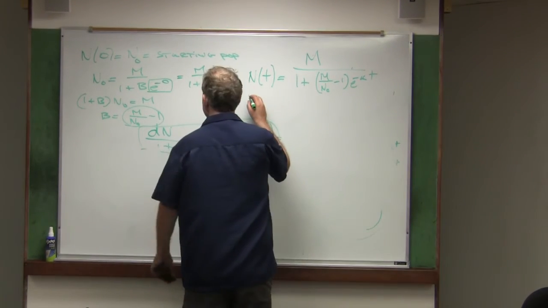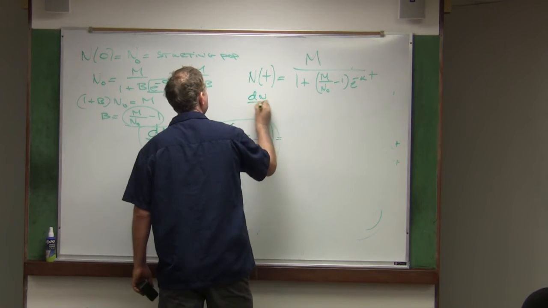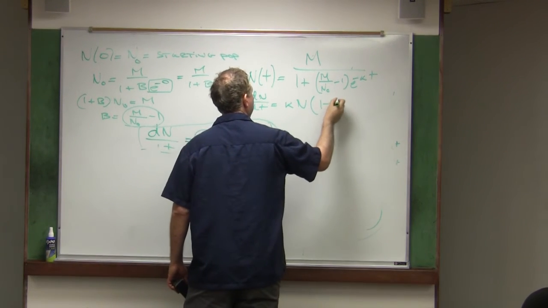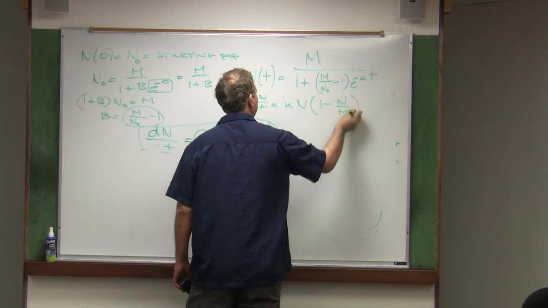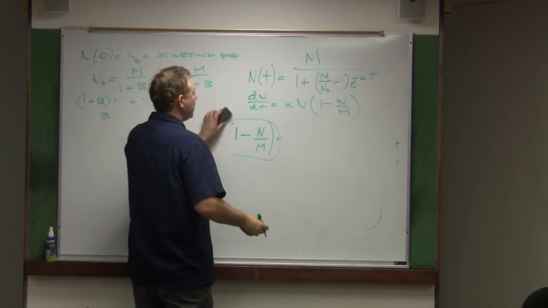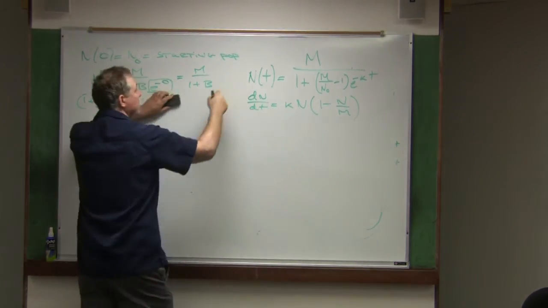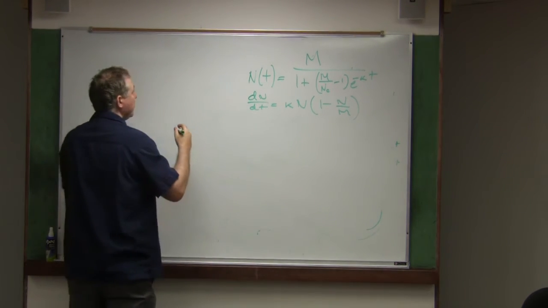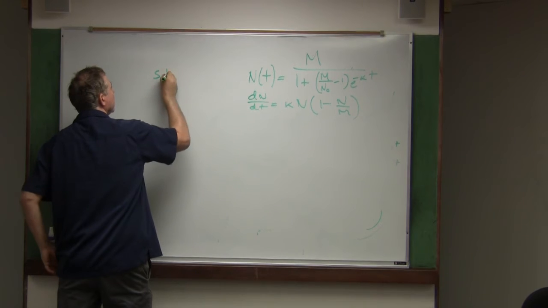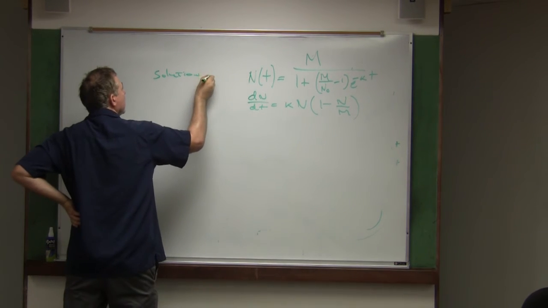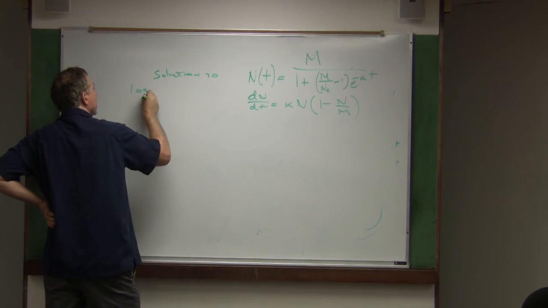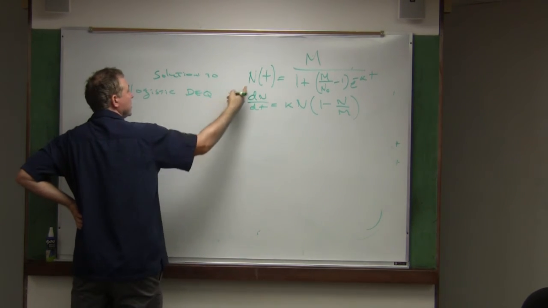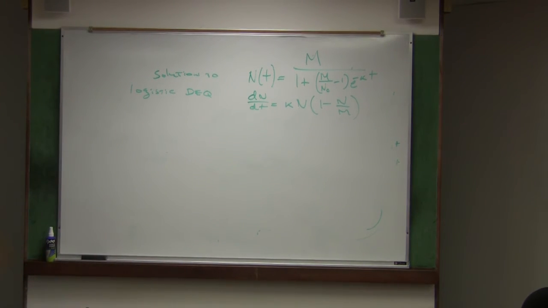So I'll erase everything and put this here. So dN/dt is kN(1 - N/M). Okay, so this is the differential equation, and this is the solution to the logistic differential equation. This is logistic growth. And what does logistic growth look like?